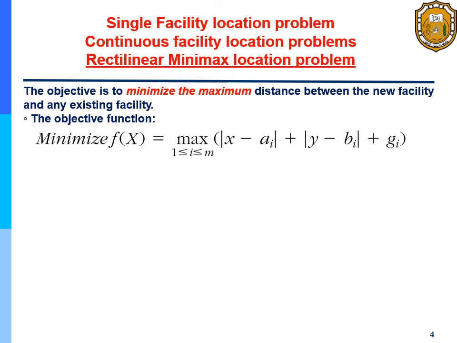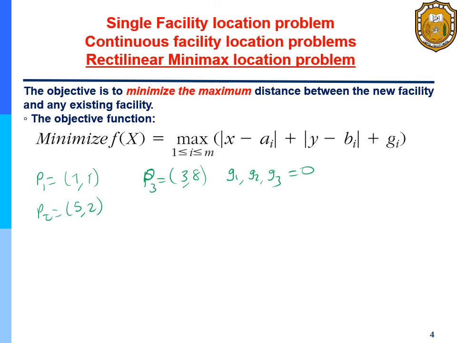So this is the compact form of writing it. Let me try to write it in open form. For example, let's say that our P1, the first facility, is at coordinate 1, 1. Then another facility at 5, 2. And let's assume another facility, sorry, P3, at 3 and 8. And we want to locate a single facility to minimize the maximum distance, and assume G1, G2, G3 for all these facilities are 0.